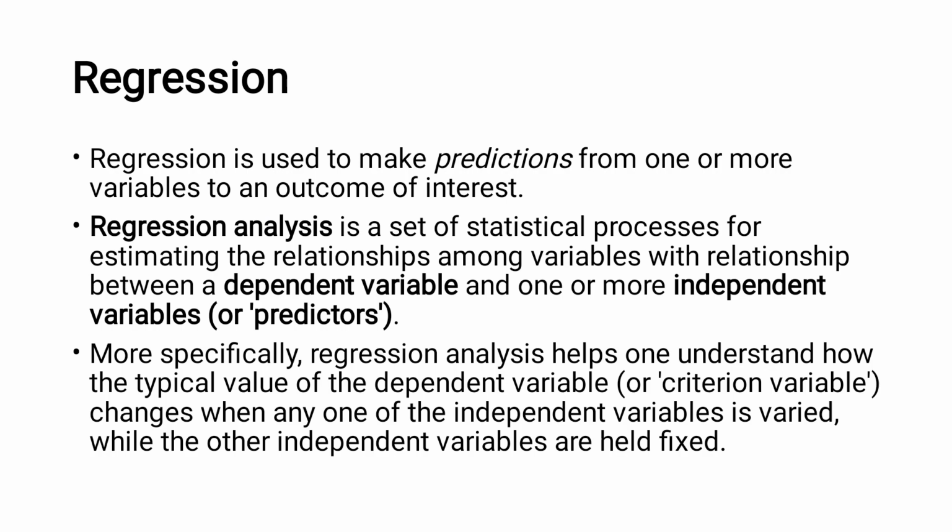Second statistical test that is used is regression, that is used to make prediction from one or more variable to an outcome of interest. Regression analysis basically is the process where we are going to estimate the relationship among the two variables, dependent variable and independent variable. Independent variables are the predictors. If I can explain it through the example, if our research topic is that plant grow faster in warmer temperature, in that scenario temperature is the independent variable and what we are going to measure, that is the plant growth, that is the dependent variable.